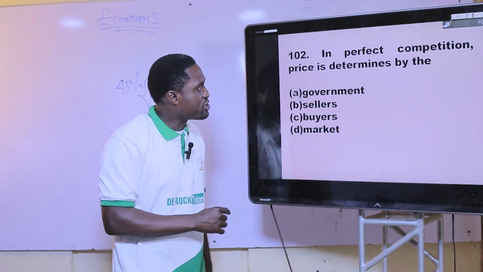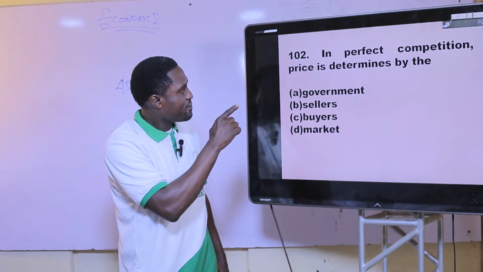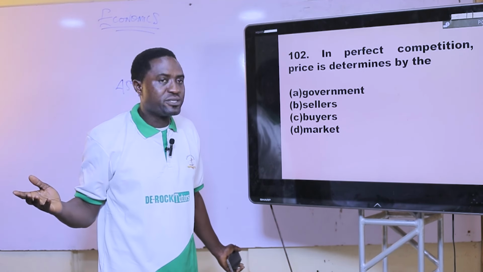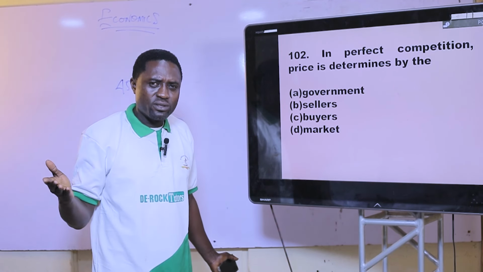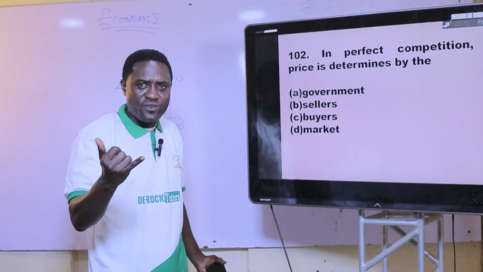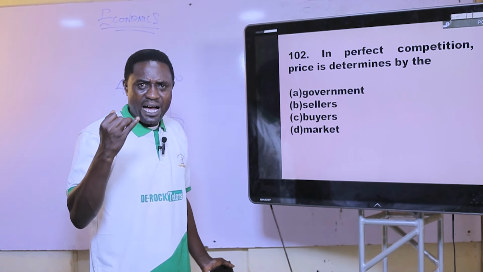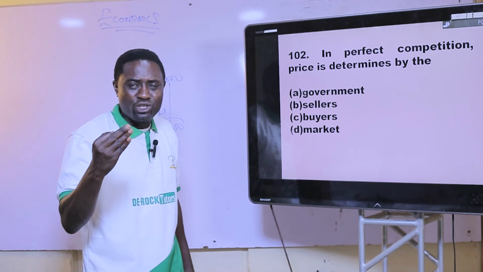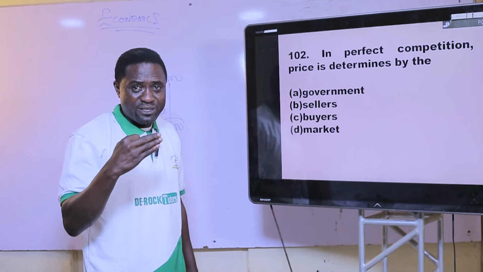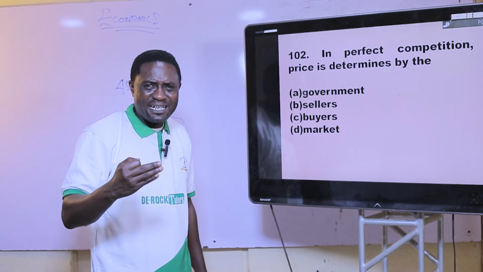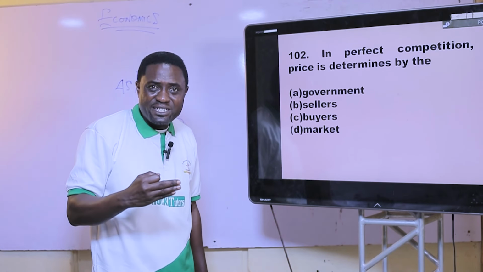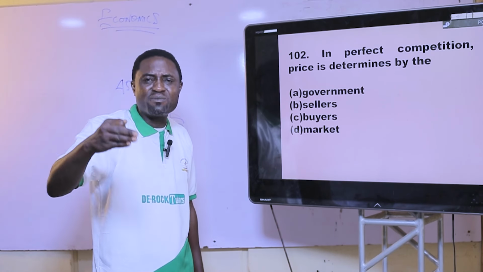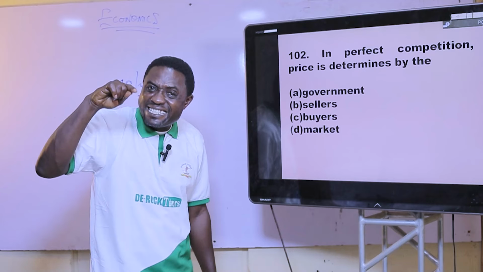All right, the next question, 102. In perfect competition, price is determined by what? Under perfect competition, I told you that we have free entry and free exit. I told you that we have a homogeneous commodity, and that there is perfect knowledge and mobility. The products being sold under a perfect market are homogeneous. They are identical.